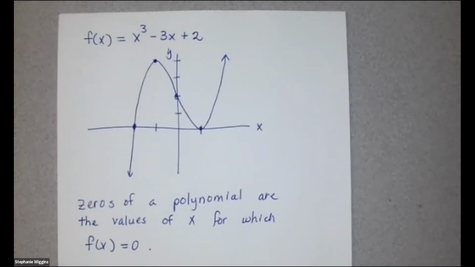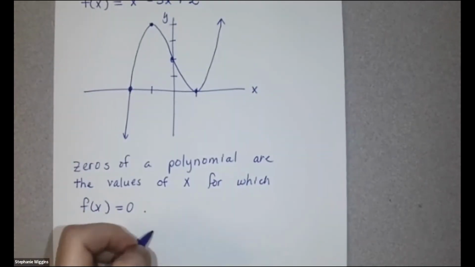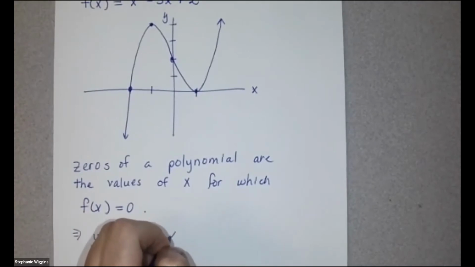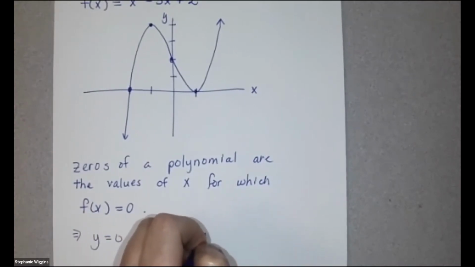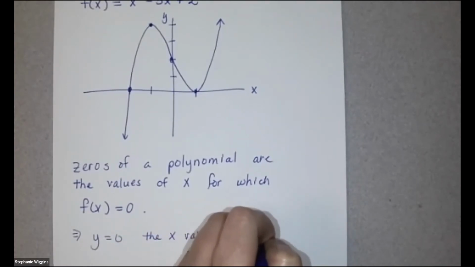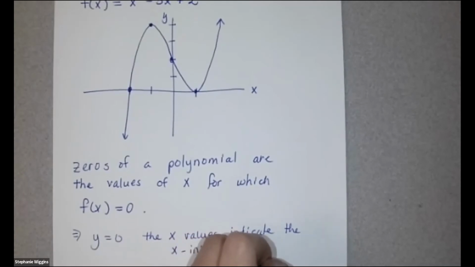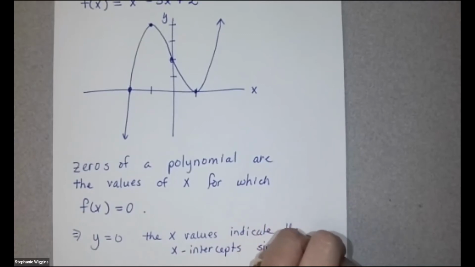So in this particular example, when f of x equals 0, that means that y equals 0. And if y equals 0, the x values indicate the x-intercepts, since f of x equals 0 on the x-axis.